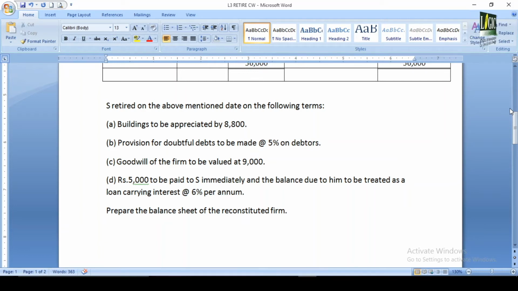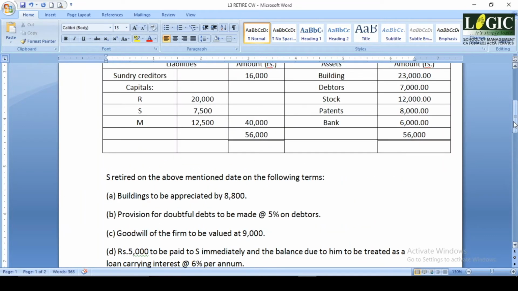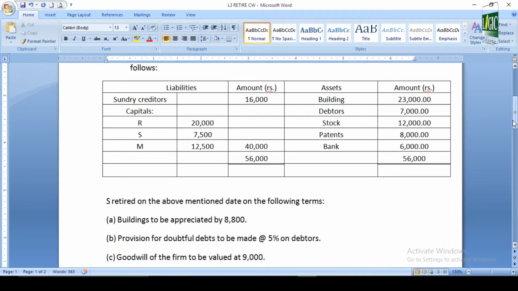Rupees 5,000 to be paid to the retiring man immediately, and the balance due to him to be treated as loan carrying interest at 6% per annum. Prepare the balance sheet of the reconstituted firm. Okay, so as we used to do earlier, you put tick marks nearer the items. Here buildings having adjustment, so nearer to building you put a tick mark. Nearer to debtors, provision for doubtful debt, you put a tick mark.